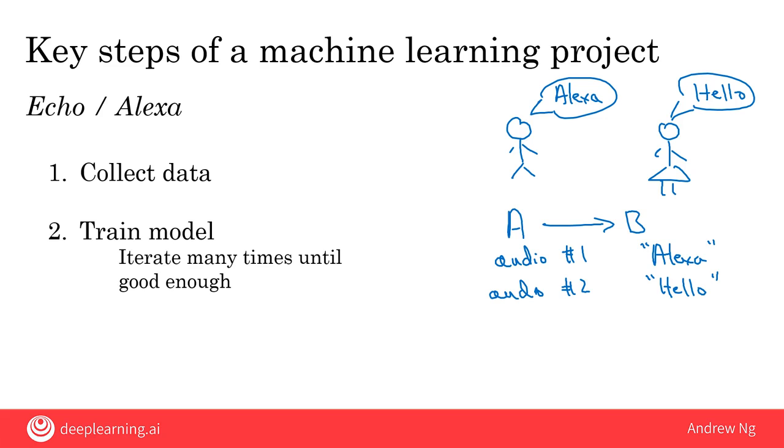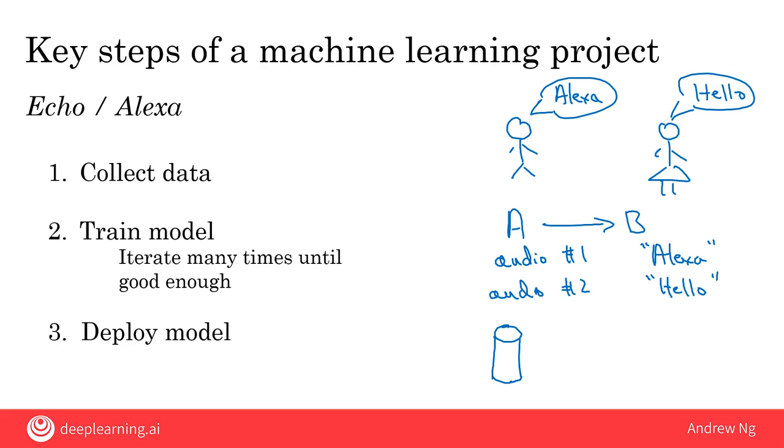The third step is to actually deploy the model. What that means is you put this AI software into an actual smart speaker and ship it to either a small group of test users or to a large group of users. What happens in a lot of AI products is that when you ship it, it starts getting new data and it may not work as well as you had initially hoped.